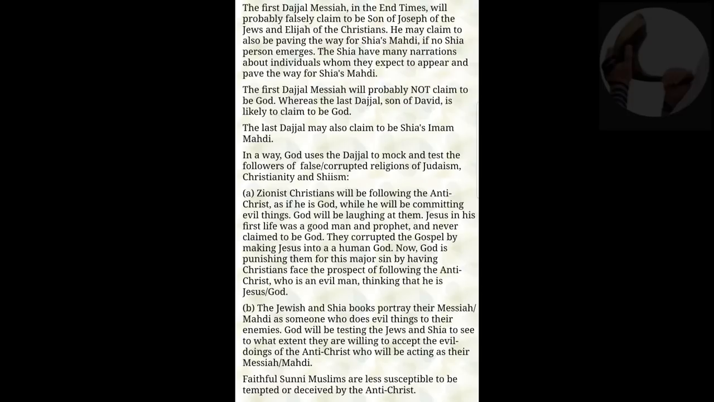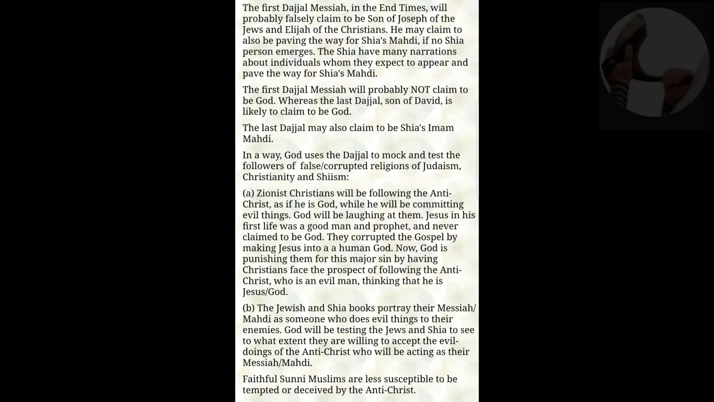The first Dajjal Messiah will probably not claim to be God, whereas the last Dajjal, son of David, is likely to claim to be God. That's Yeshua. Do you see? Our Yeshua is their Dajjal. And our Antichrist is their Mahdi. The last Dajjal may also claim to be the Shia Imam Mahdi. Since they just confuse it, they turn it upside down.